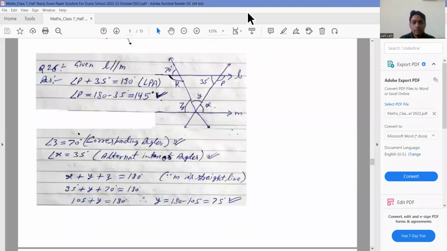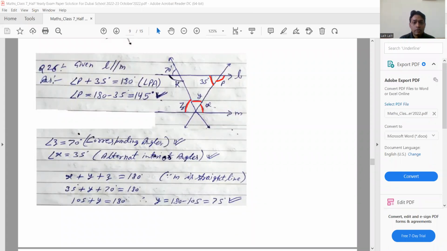So I have drawn this figure, and this angle is given as 35. This is the value of P, and we need to find X, Y, and Z. I have also taken this as K, which is not required. So this is 70 degrees. Now angle P plus angle 35 is a linear pair. So we can write angle P plus angle 35 is 180 degrees, by the linear pair angle property. Transposing, we get 180 minus 35, which is 145. So the value of angle P is 145. This is the answer of the first part.